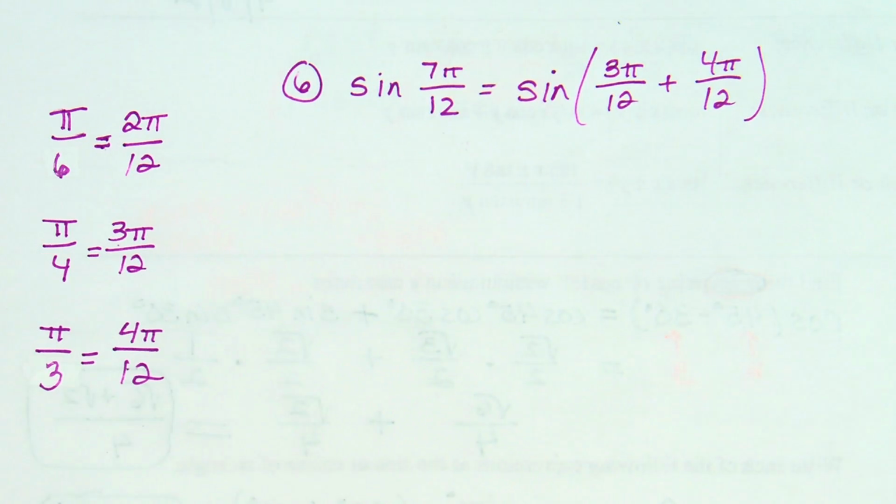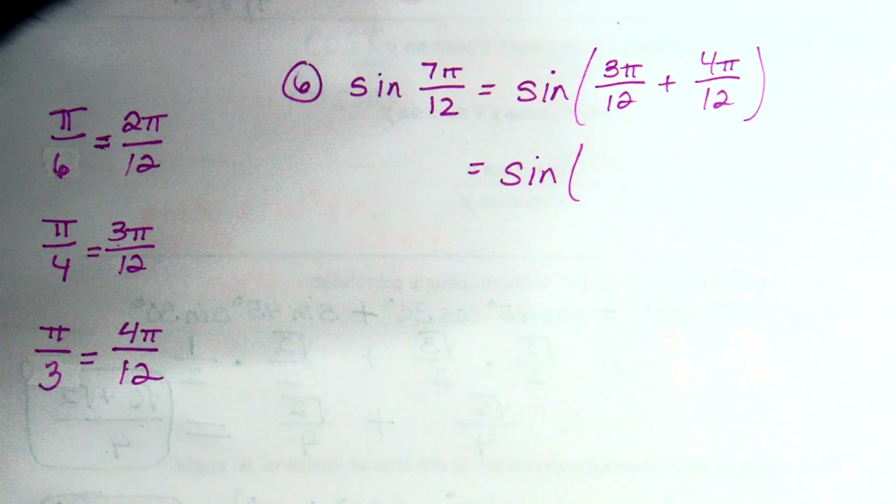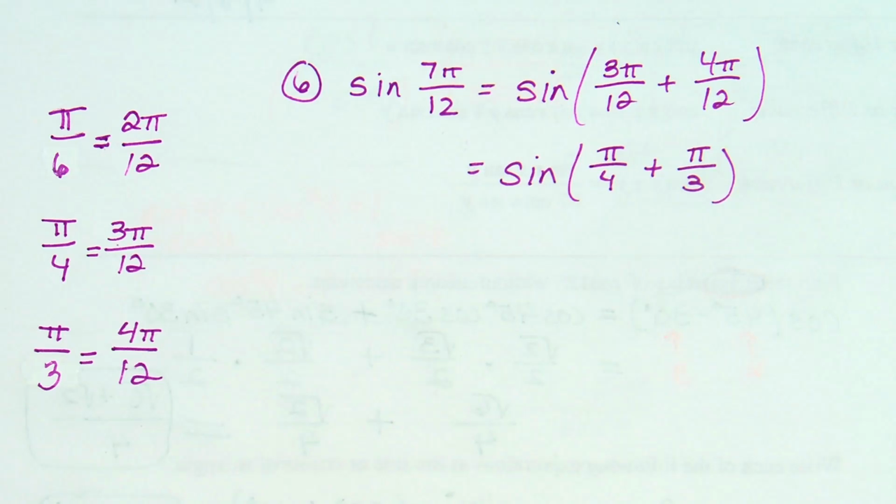Now, to be honest, when we actually go to do the problem, are we going to think in terms of 3/12 and 4/12? Probably not, because those aren't on our chart. So as soon as you figure out which ones to use, I would go ahead and reduce those. So I would think of sine of 3 pi over 12 as pi over 4, and 4 pi over 12 is pi over 3. I just use the 12ths to help me figure out which two I need and how to use them.